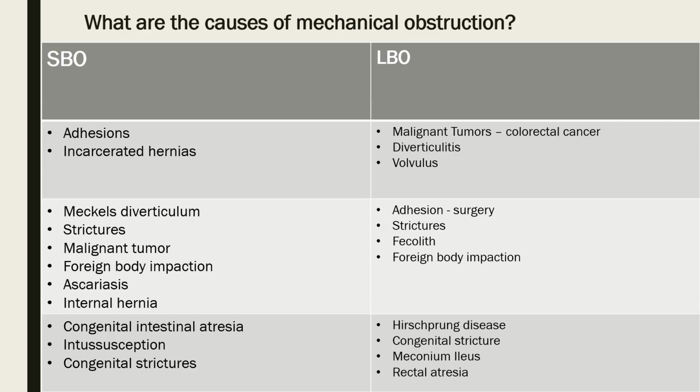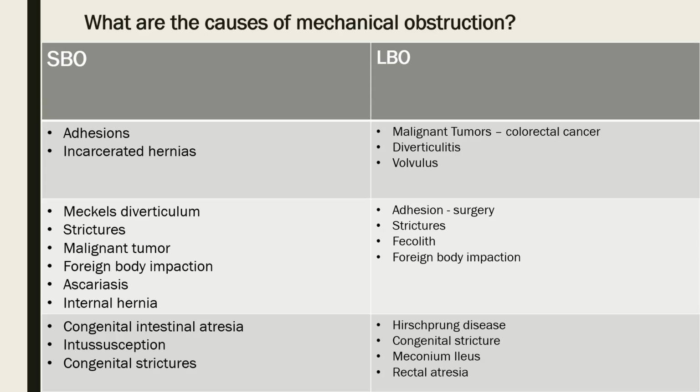Specifically for infants and children, the causes of small bowel obstruction would be congenital intestinal atresia. So you have duodenal atresia, jejunal atresia, particularly in children with Down syndrome. They usually present with this. You can have intussusception, where you have telescoping of the lumen, so the proximal part telescopes into the distal part, and obviously that is going to cause an obstruction.